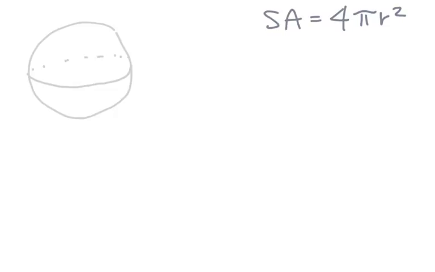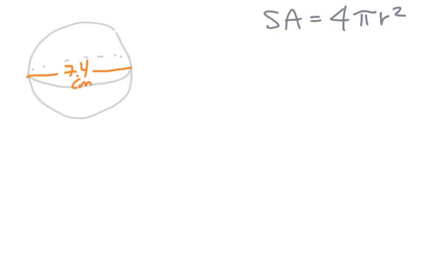It says there's a diameter of 7.4 centimeters. So diameter means from one edge of the sphere to the other. That's only sort of useful for me right now because I know from the formula I need the radius.